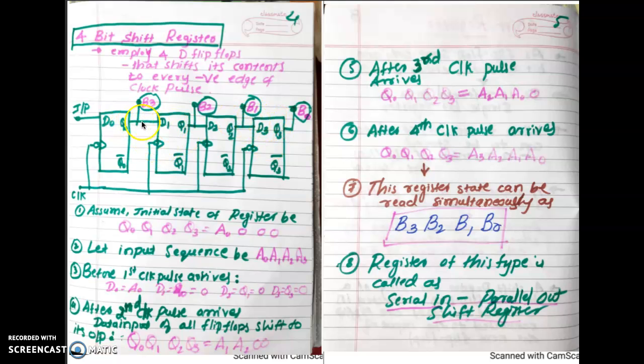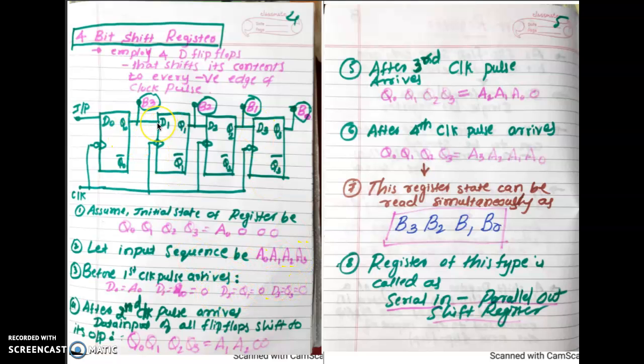What is the connection you are seeing? D1 is equal to Q0, which means the output of one flip-flop is connected to the input of another. Similarly, Q1 is connected to input D2, and Q2 is connected to D3. So after the first pulse, the A0 comes in, D0 takes A0, whereas D1, D2, D3 remain at the state of 0.